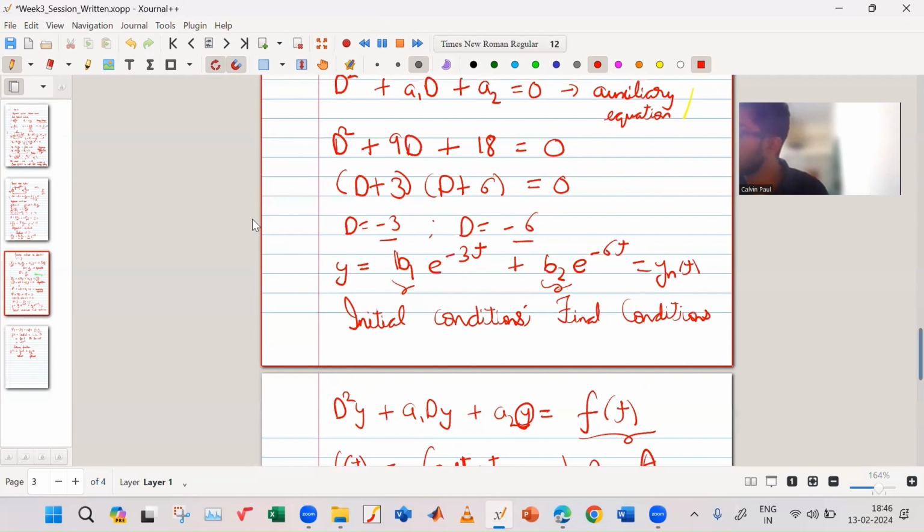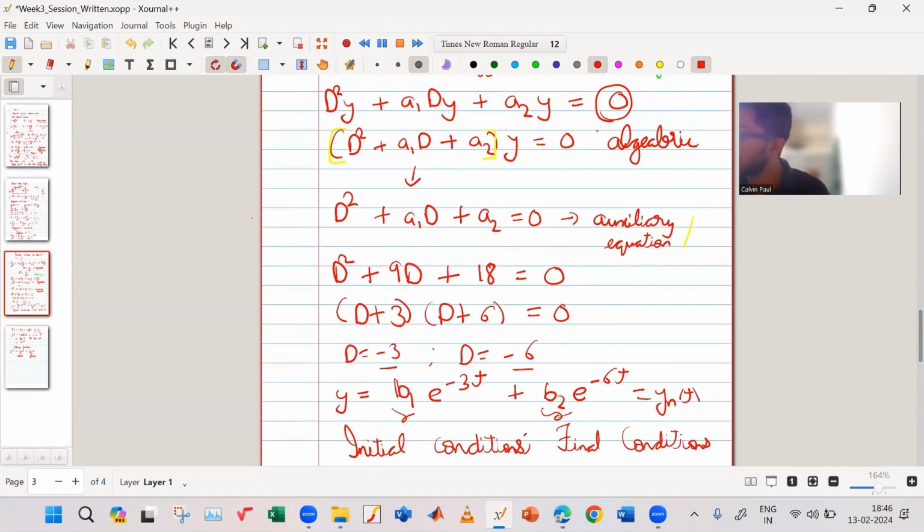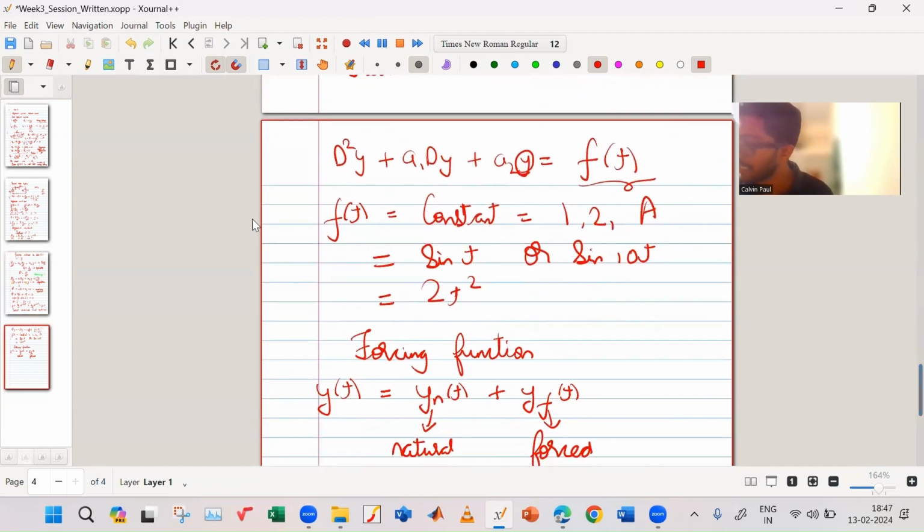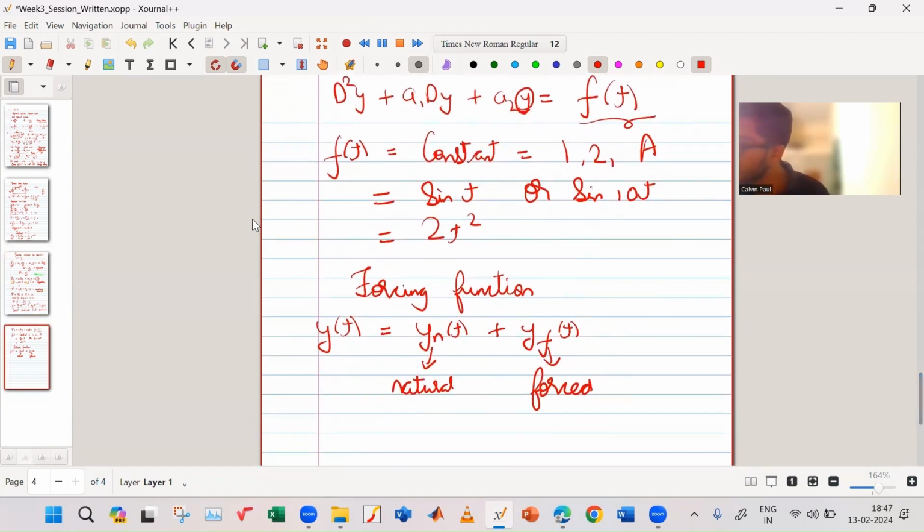Why is this my natural response? Because this is 0. That is, there is no external function, no external input applied. When there is an external input applied, it will have two parts: the natural response will come and the forced response also will come. How to calculate the natural response, I have already shown you. Now we will try to understand how to calculate the forced response.